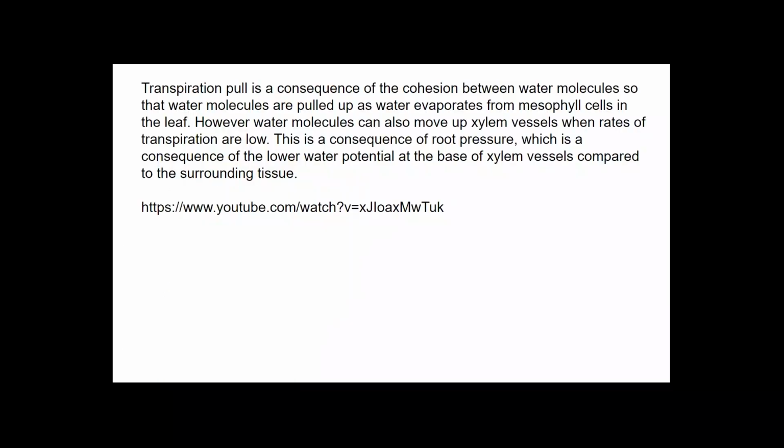So again, we can see the apoplastic pathway and the symplastic pathway for the movement of water going out of a cell. And notice it goes through stomata with an open guard cell and goes from a vascular bundle with the xylem vessels. And transpiration pull is a consequence of the cohesion between water molecules. So the water molecules are pulled up as water evaporates from the mesophyll cells in the leaf.